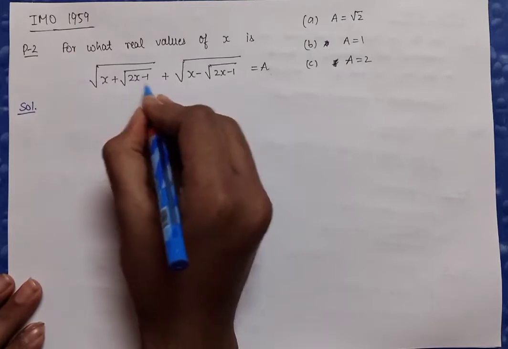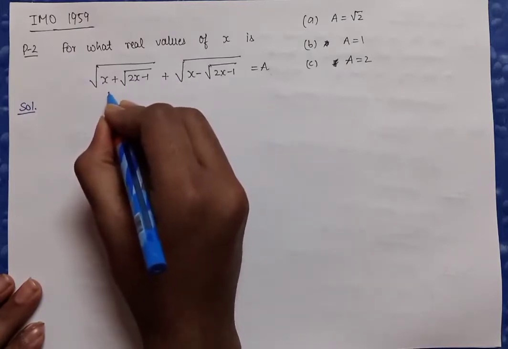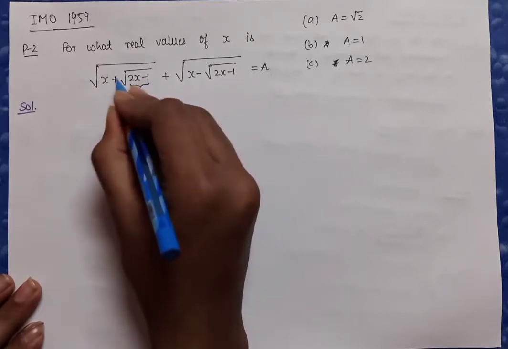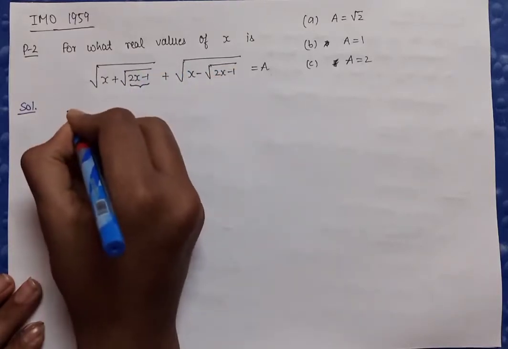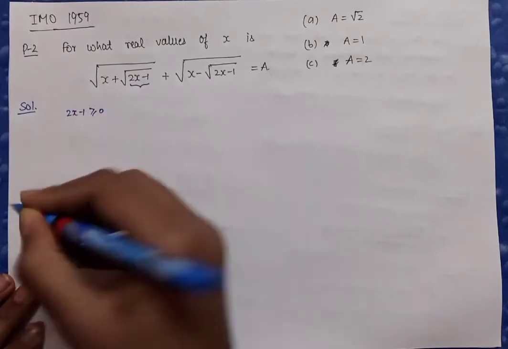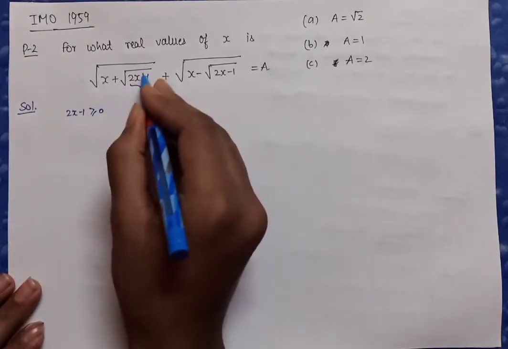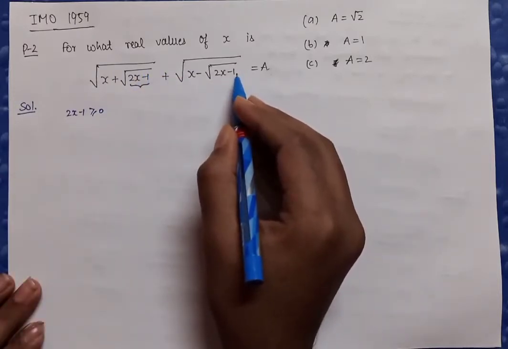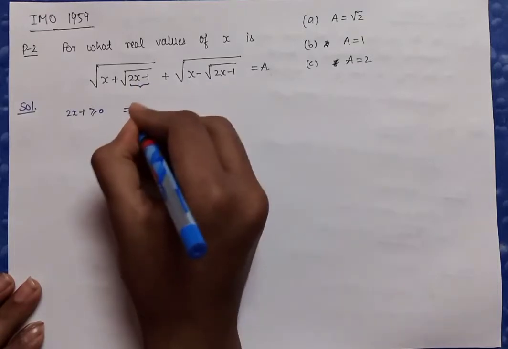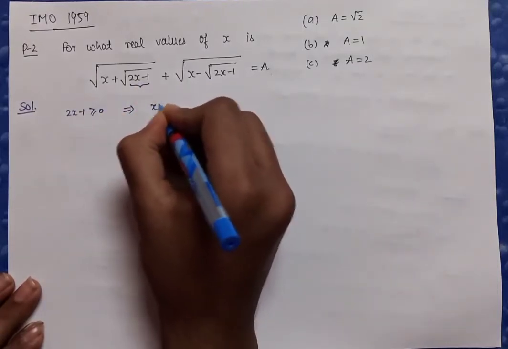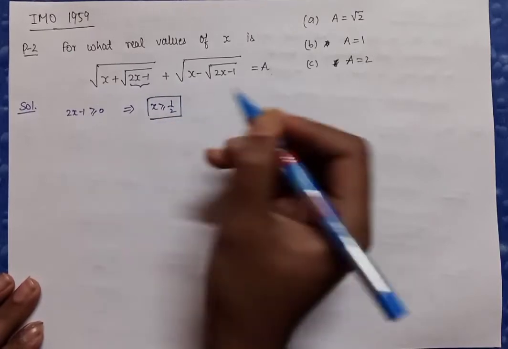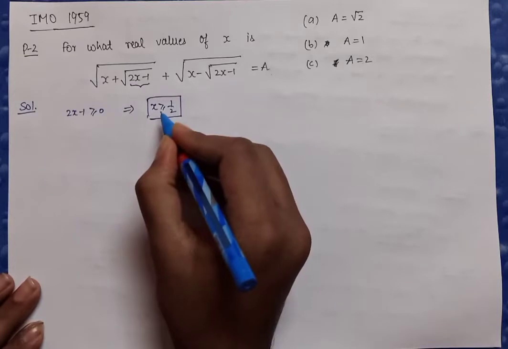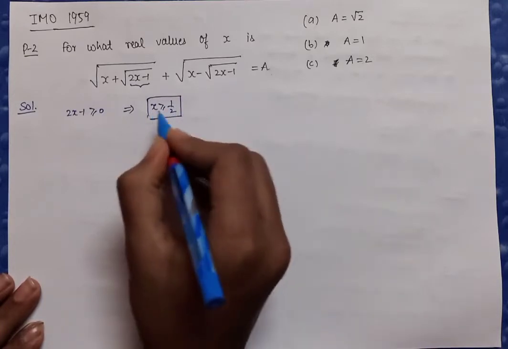First of all, because 2x minus 1 is inside the square root, I will write that 2x minus 1 must always be greater than or equal to 0. Whatever solution comes out must be such that no term in the given equation becomes undefined. If I solve it, it comes out that x is greater than or equal to half. So I can assure that x will be positive. This is one of the sets.